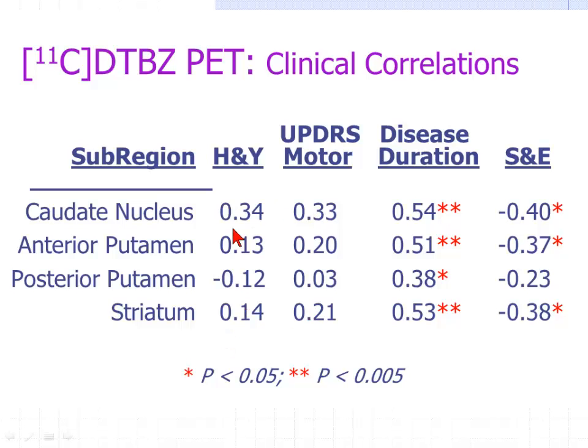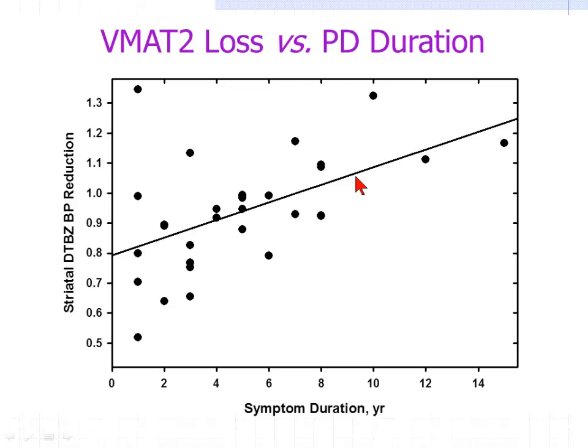Unfortunately, commonly used measures of disease severity, such as the Hoehn-Yahr scale or the UPDRS motor rating subscale, do not correlate highly with remaining VMAT2 binding in the striatum. However, disease duration shows a strong relationship to VMAT2 binding in Parkinson's disease, as do some measures of overall daily activity abilities. And so here's an illustration of one of those.